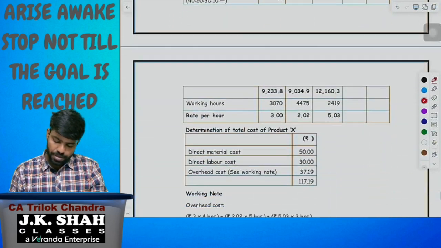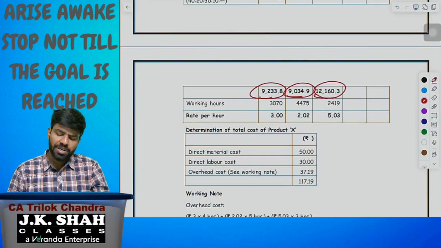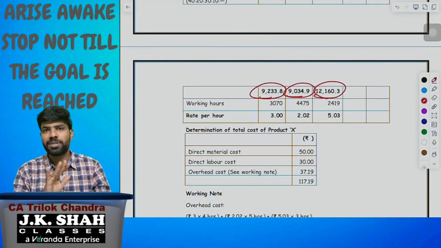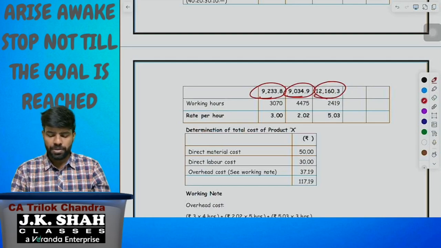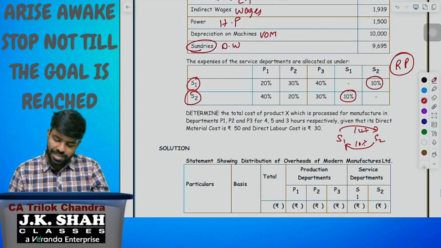Here they are getting 9,233.8, 9,034.9, 12,160.3. You may get some variance of 2 rupees, 3 rupees, not more than that. Okay, now look at the requirement. Determine total cost of product X, which is processed for manufacture in department P1, P2, P3 for 4, 5, 3 hours respectively. Given that direct material cost is 50 rupees, direct labor cost is 30 rupees.